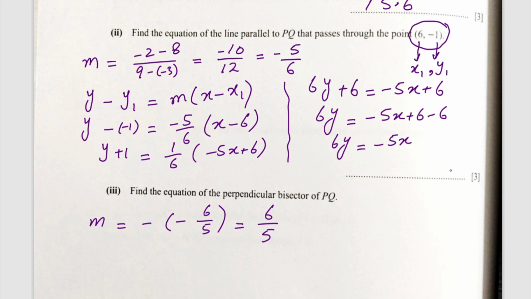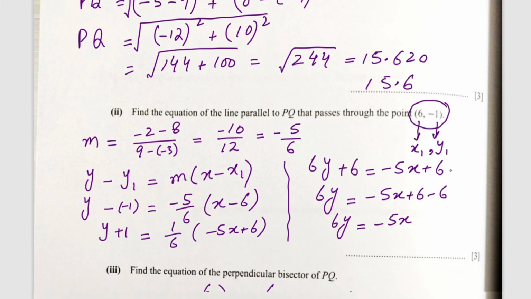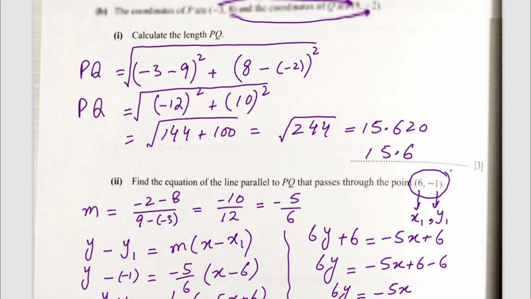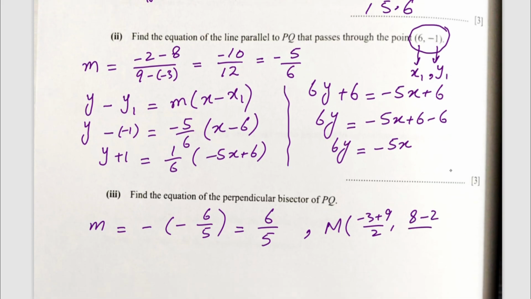Now, one coordinate point is also required to find the equation of the perpendicular bisector. So how will we find the coordinate point? We will find the midpoint of P and Q. This will be the coordinate point. So the midpoint of P and Q: (x1 + x2) over 2 and (y1 + y2) over 2. (-3 + 9) over 2 and (8 + (-2)) over 2. So the coordinate point is: 9 - 3 is 6 over 2, which is 3, and 8 - 2 is 6 over 2, which is also 3.